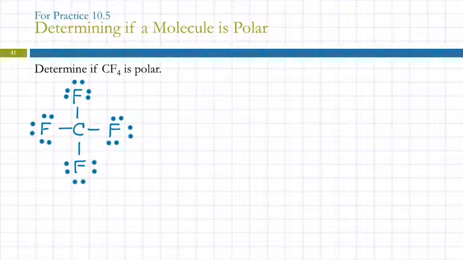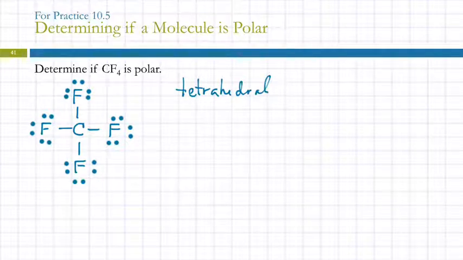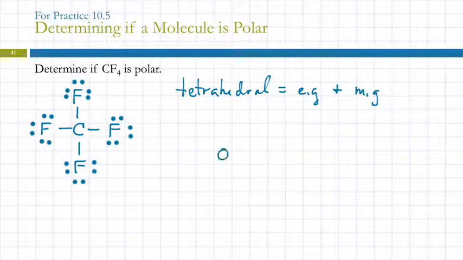Next thing is we have to decide what's the shape of this. It's tetrahedral. On the central atom, there are 4 groups. So the electron geometry is tetrahedral, and the molecular geometry is the same because there's no lone pairs. So this is the electron geometry and the molecular geometry. So this is a tetrahedron.